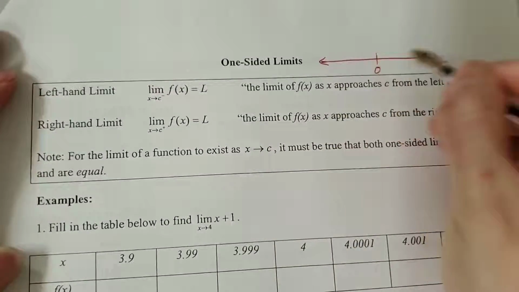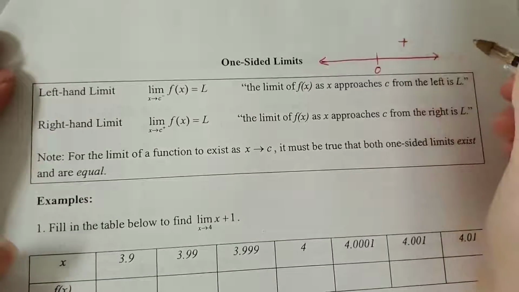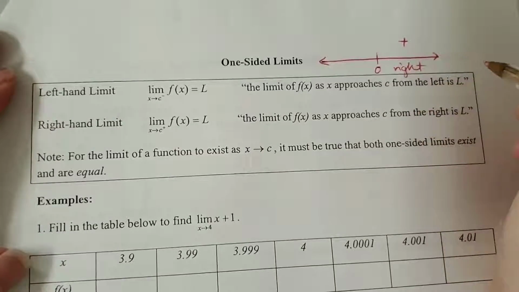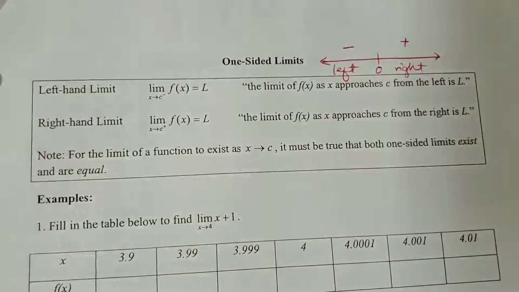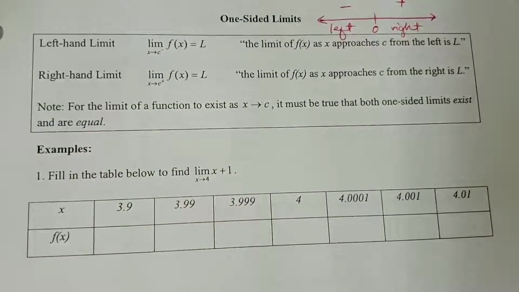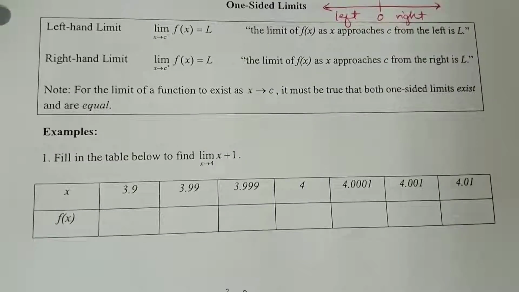So just think of that like you would a typical number line to help you remember that. Here's 0. On the number line, you have positive values on the right, so that is going to be a right-hand limit. And you have negative values on the left, so you have a left-hand limit. You're approaching from the left, okay? So again, for the limit of a function to exist as x approaches c, it must be true that both one-sided limits exist and are equal, okay?